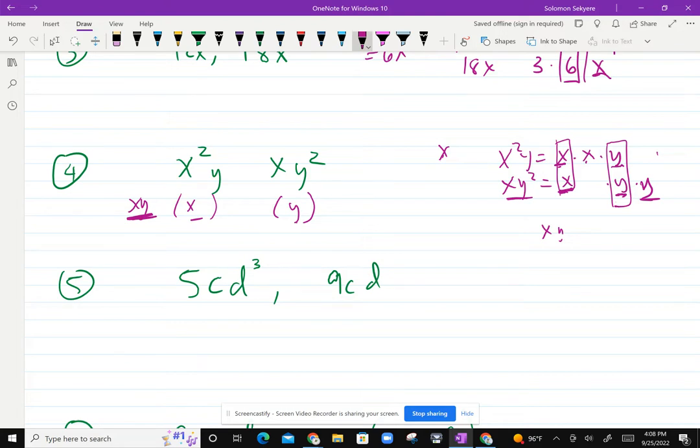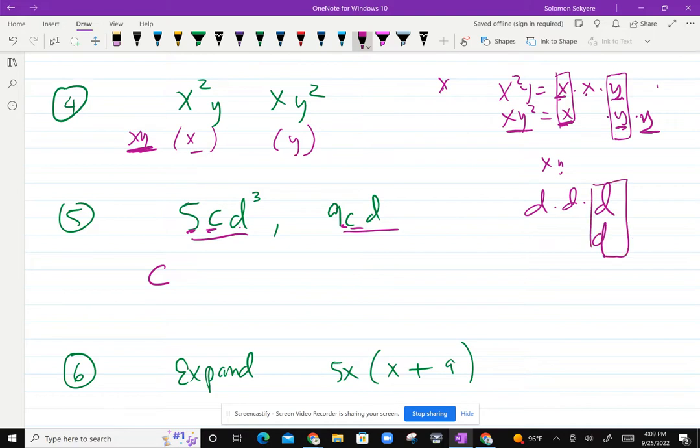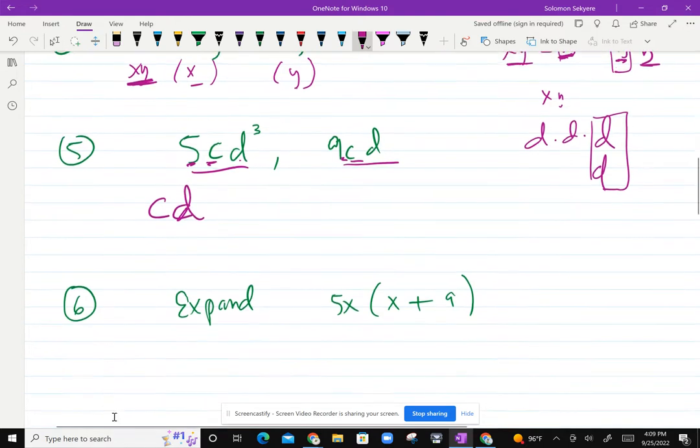All right. What about 5cd cubed and 9cd? So we look at this one and we look at that one. We have 5 here, but there is no 5 there, so there's no common number. We have c here and c there, so c is common. And we have d cubed, which means 3 of the d's: d times d times d. And then this one has only 1. So there's only one d that is common to both. So we take that out, so that's cd. Okay.